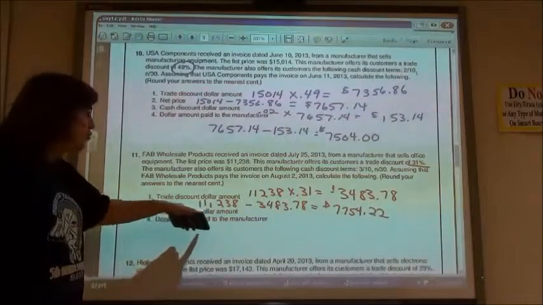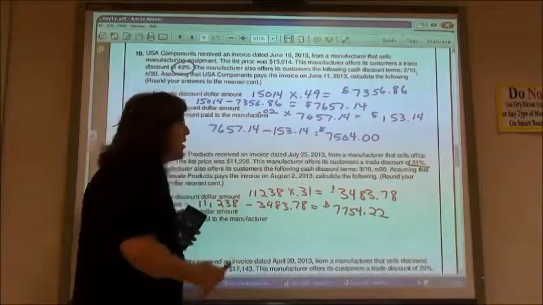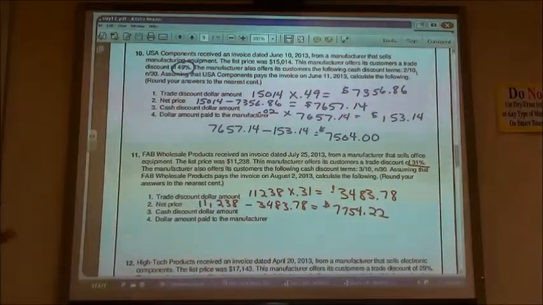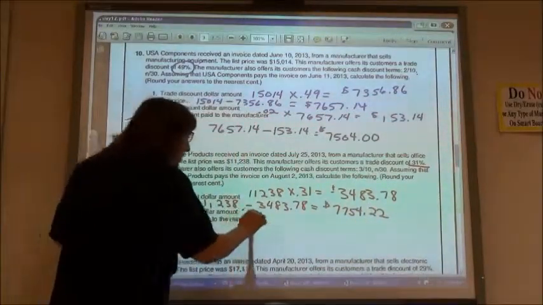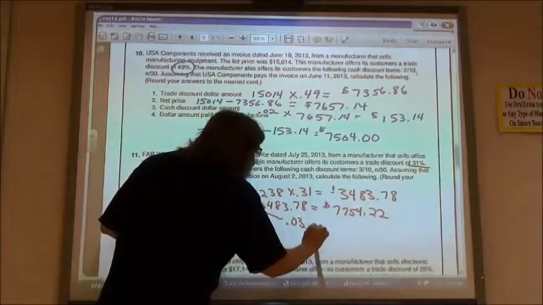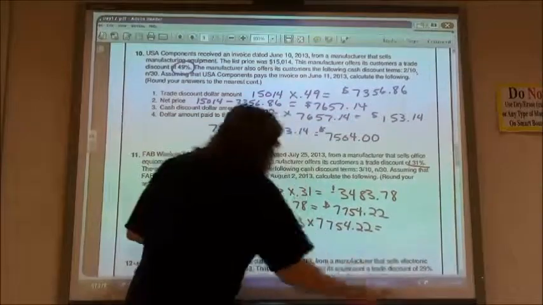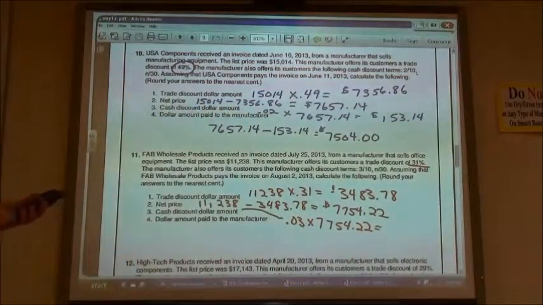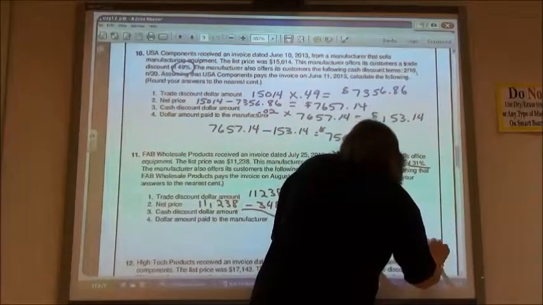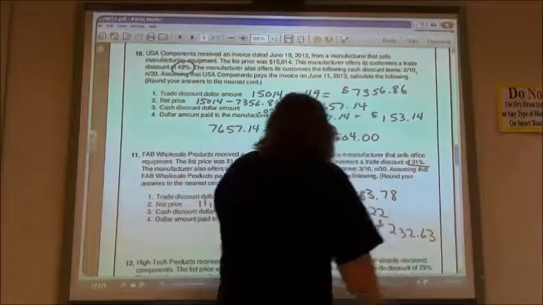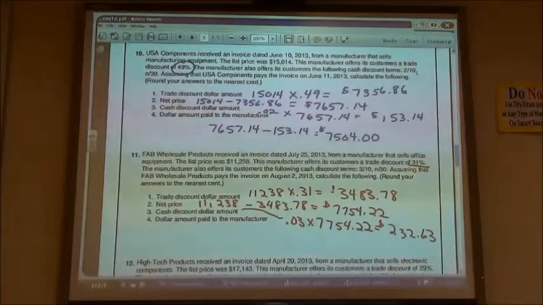I have to see if I do get the cash discount. I bought it on July 25th. I paid for it on August 2nd. So I paid for it within the 10 days period. That means I do get my 3% discount. So to calculate my discount, I'm going to take 3%, 0.03, times that $7,754.22. So if I take that times my 0.03, $232.63 is what I get when I round it off, because I get 626. Since there's a 6 behind my 2, I got to round it up to 63 cents.